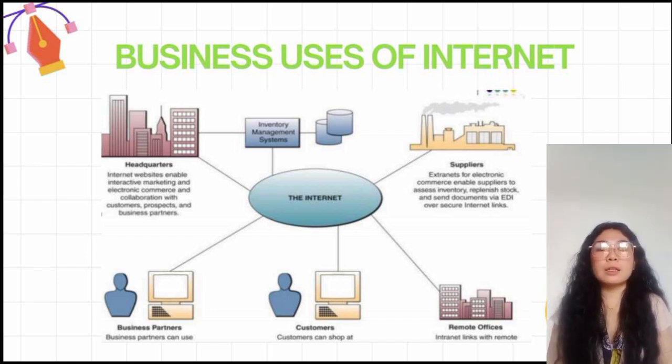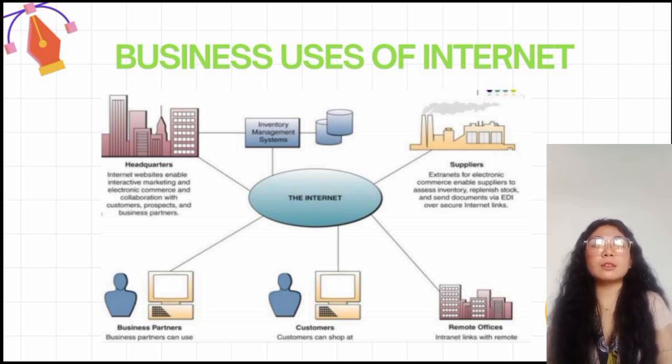Next is suppliers. Suppliers use electronic commerce systems or extranets to manage inventory, replenish stock, and send documents via secure internet links. And next is remote offices. Remote offices connect through internet links to share information and coordinate activities. And next is customers. Customers can shop online using internet-enabled platforms.